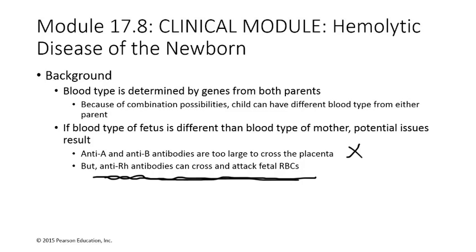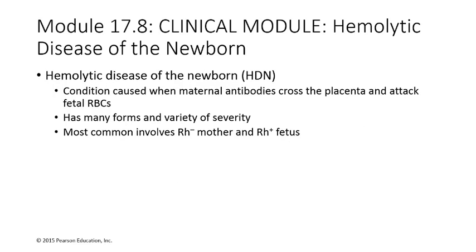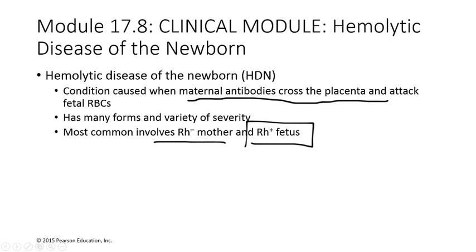And if the father is Rh positive and the mother is Rh negative and the baby is also Rh positive, so here's the problem, right? If the mother's Rh negative, the father's Rh positive, and the fetus has inherited that as well, then the mother's antibodies can cross the placenta and attack the baby's red blood cells. And this can be from minor to being very, very severe, and can definitely be a cause of miscarriages.